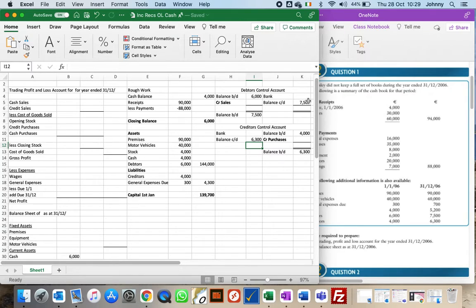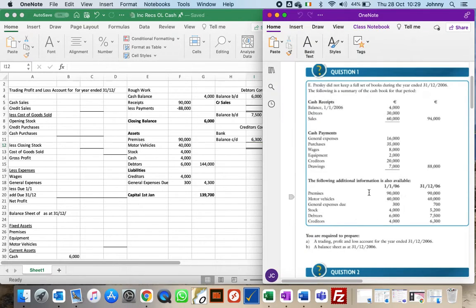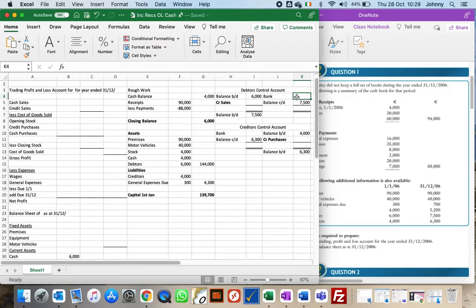When we put in our bank figure, we should be able to work out our credit sales. The bank is the amount of money we received from debtors. So we received 30,000. If we received 30,000 and we had an opening balance of 6,000 and a closing balance of 7,500, the missing figure should be credit sales. When we're balancing, we know our two totals have to be the same. So if we take the opening balance away from our total, that will give us our credit sales, which we can then put in over here.